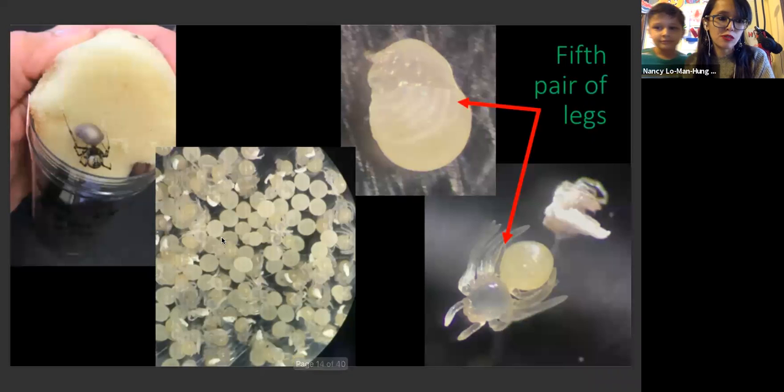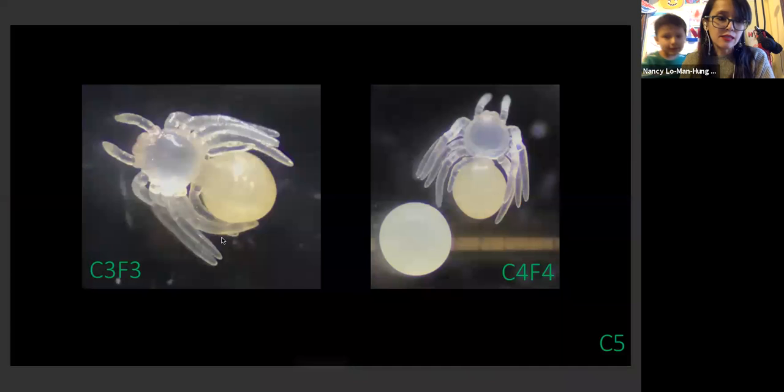I'm going to talk now about the results of this study. After mating, the females produced several cocoons, about 1 per week. The cocoons were collected, analyzed, and the phenotypes were recorded. In this study, the Hox knockdown phenotype could be observed from C3 to C5.